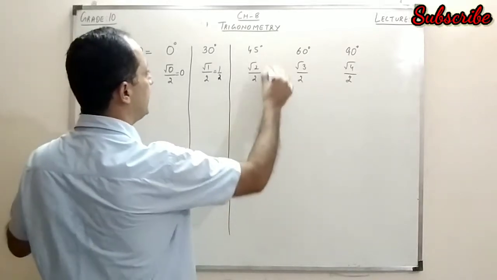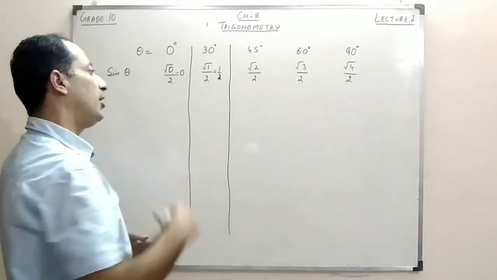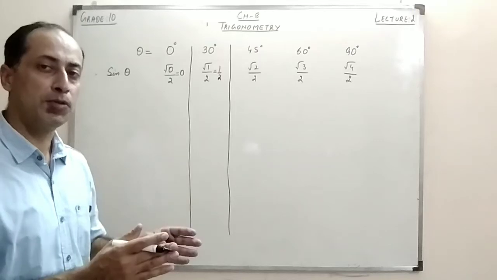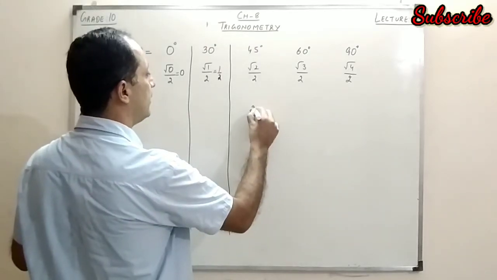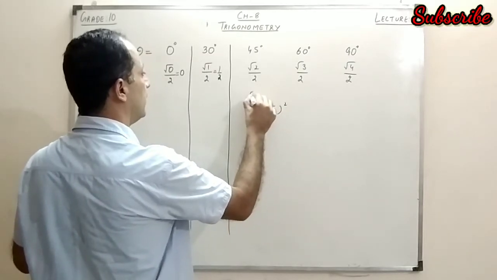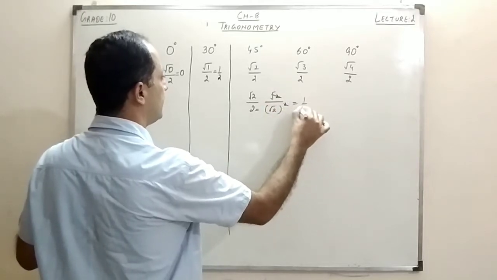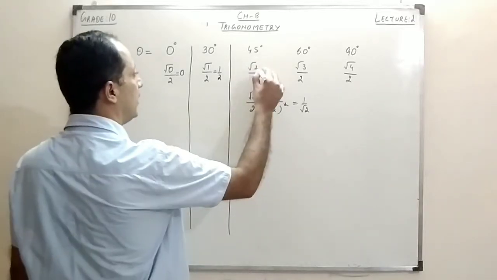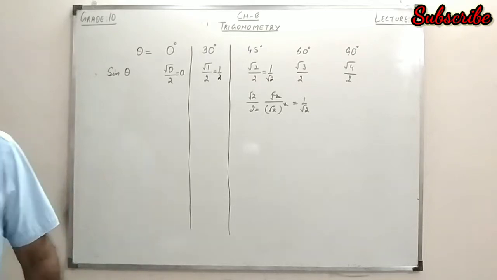Now, if you simplify this, then 2 in the denominator can also be written as square root of 2 times square root of 2. So if I have this in the numerator, I can cancel out, and what I am left with is 1 by square root of 2. So this can be written as 1 by square root of 2, right?